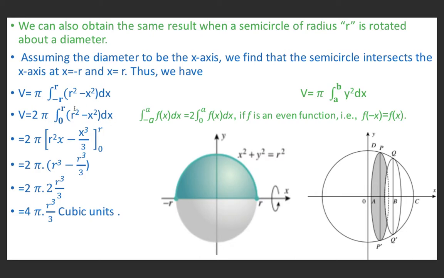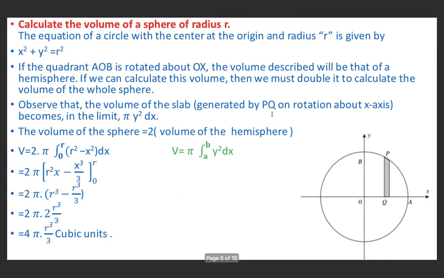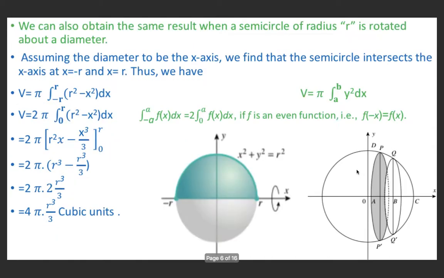The integration of this is r square x minus x cube upon 3. As earlier, limits are from 0 to r. So if you simplify it, you will get the volume of this sphere as 4 pi r cube upon 3. So I have explained both the cases. In the earlier case, we had rotated only the quadrant AOB, and here I have rotated the semicircle.